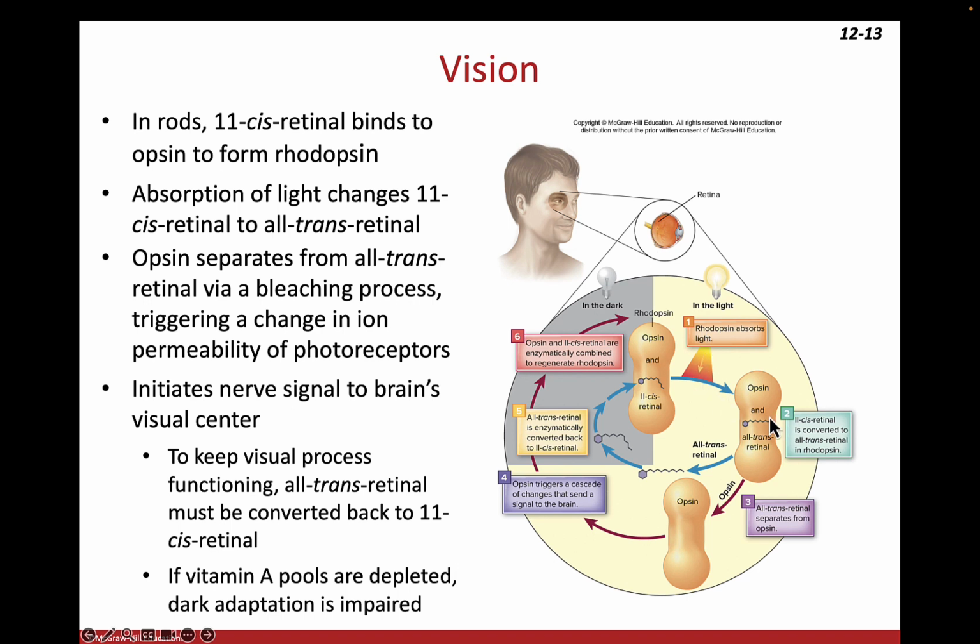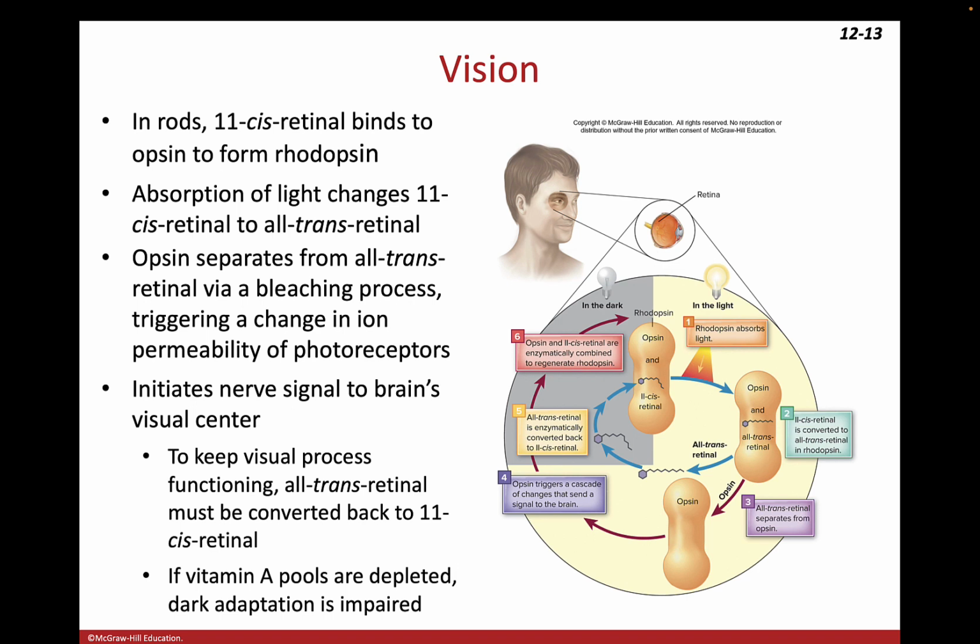Now, what happens next, 11-cis retinol is converted to all-trans retinol in rhodopsin. Now, the all-trans retinol will separate from opsin, and opsin is what actually ends up triggering a cascade of changes that send a signal to the brain. Next, that all-trans retinol is enzymatically converted back to 11-cis retinol. So now opsin and 11-cis retinol are enzymatically combined, and this is how we actually regenerate rhodopsin.